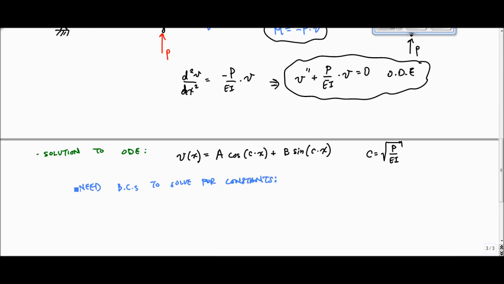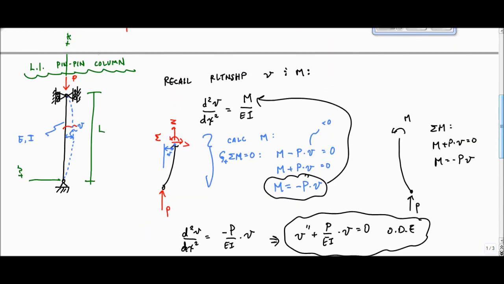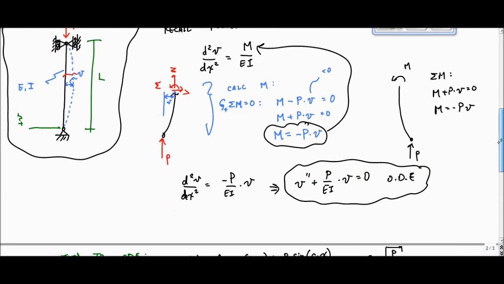Okay, all right. So let's see here, solution to the ODE. Let's do boundary conditions now. I just need BCs to solve for constants right here. What are some boundary conditions? Who wants to venture some? Look at the drawing up here. This drawing right here, this is what we're basing it on. Who can give me some boundary conditions?